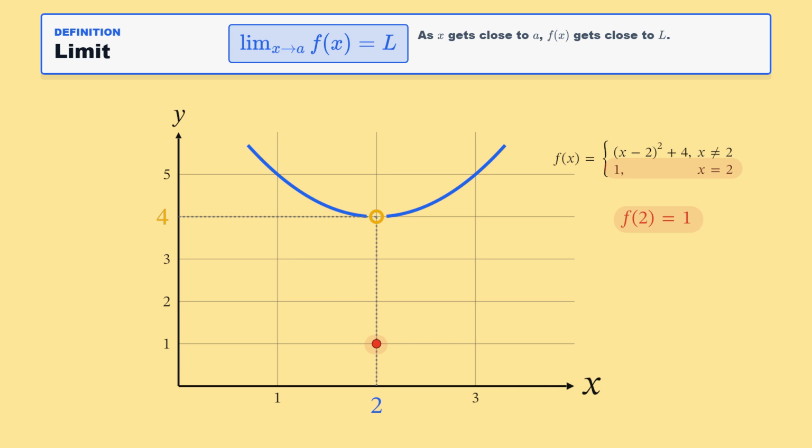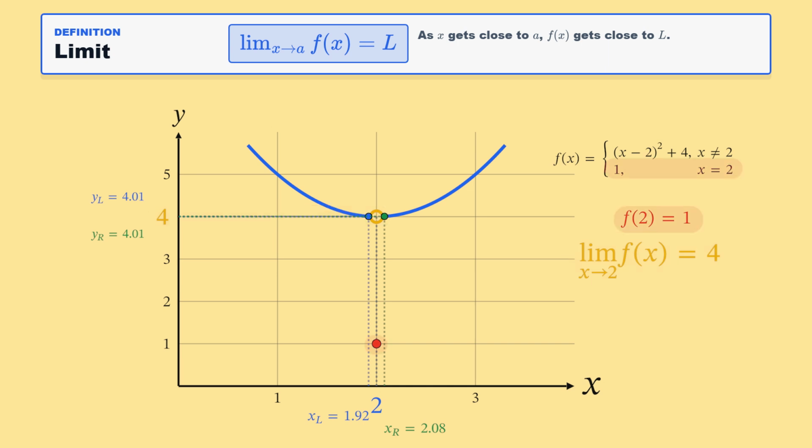But what is the limit as x approaches 2 of this graph? For that, we look at what the graph is doing near x equals 2. From the left side, the y values are getting closer and closer to 4. From the right side, the y values are also getting closer and closer to 4. Since both sides approach the same value, the limit exists, and the limit is 4. So here, our function value at x equals 2 is 1, f of 2 is equal to 1, but the limit as x approaches 2 of f of x is equal to 4.